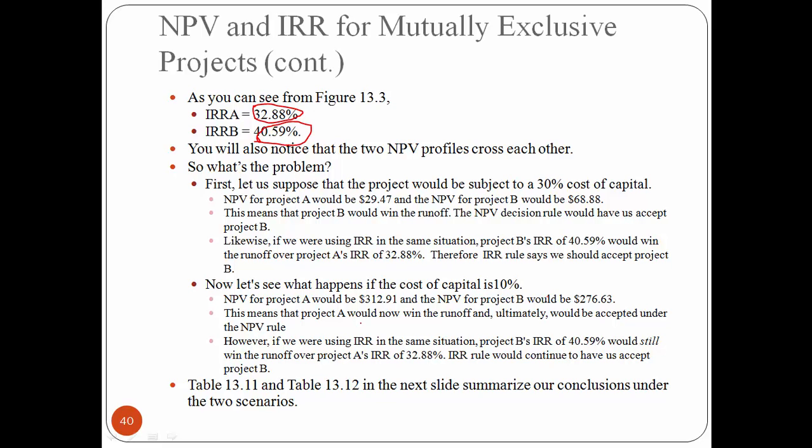But now if we use IRR, it is not affected by the cost of capital you are using. So IRR of B is still 40.59% and IRR of A is still 32.88%. So B still has a higher IRR than A. And so if we follow the IRR rule, we would still have to choose B.